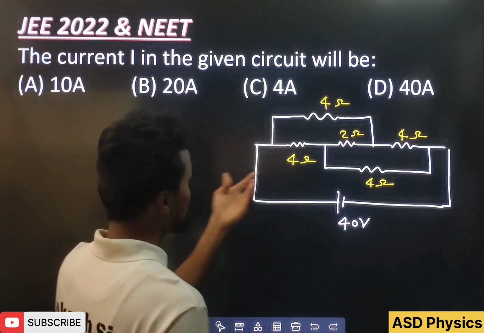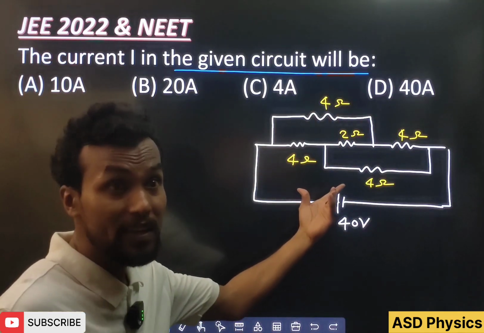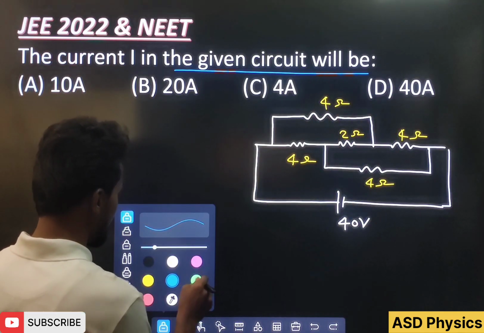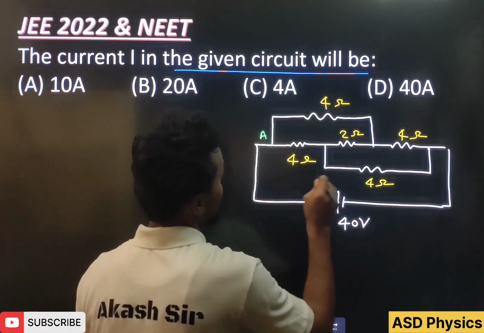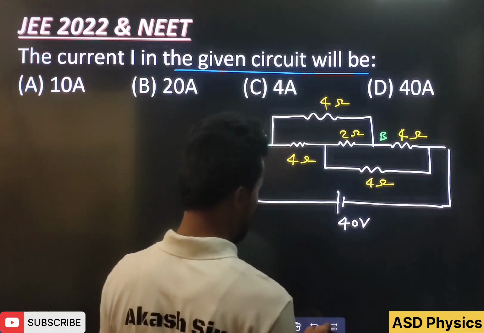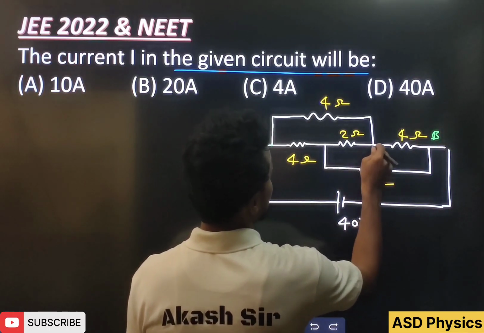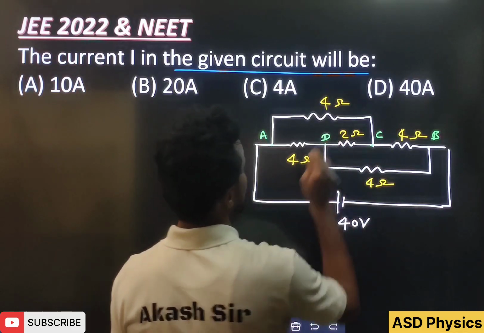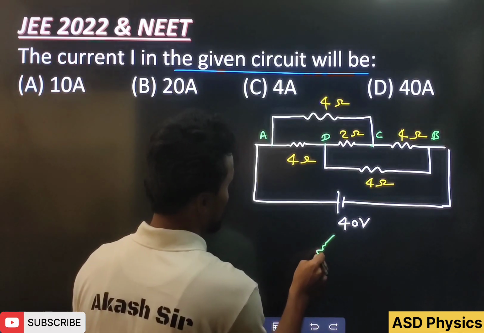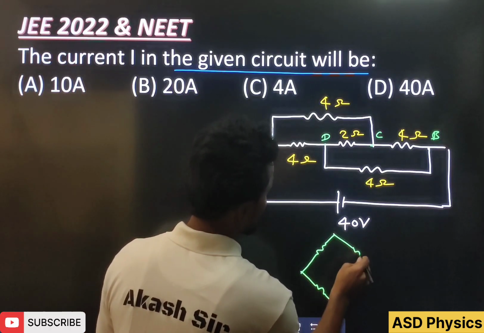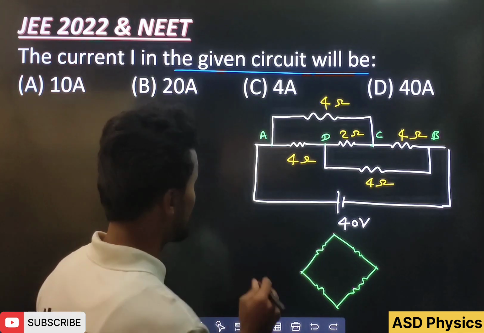Please see here, students, what is this? The current I in the given circuit will be how much? Now, how can I tell this is the Wheatstone Bridge? Let me write here. See, this is also a Wheatstone Bridge. Let's take for example, this is A, this is B, this I have taken C, and this I have taken D. I just draw the Wheatstone Bridge, then you can see very well what I am going to do here.